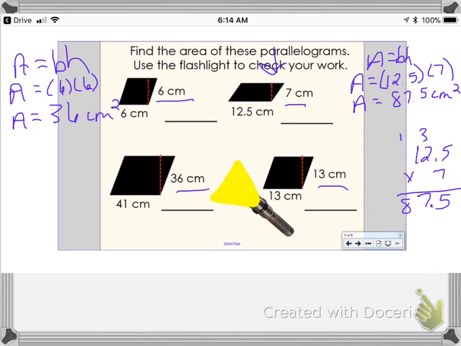Make sure you show your work. Make sure on your paper you have labeled your units. But in formative, you are only typing in the numbers.